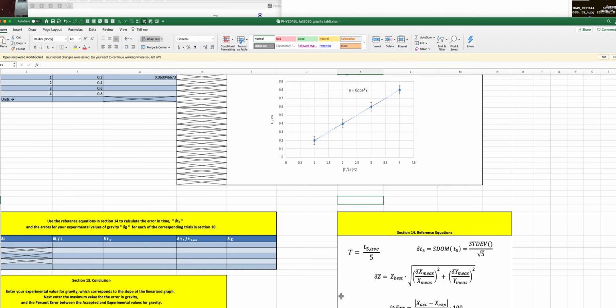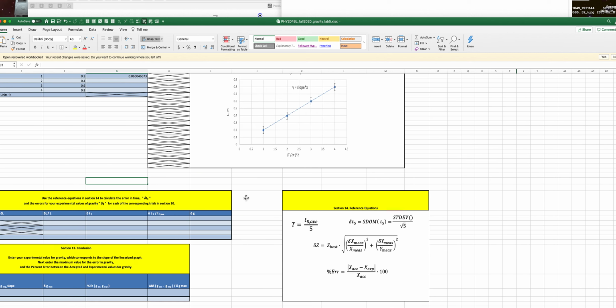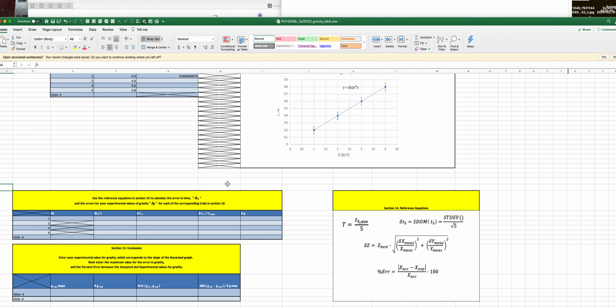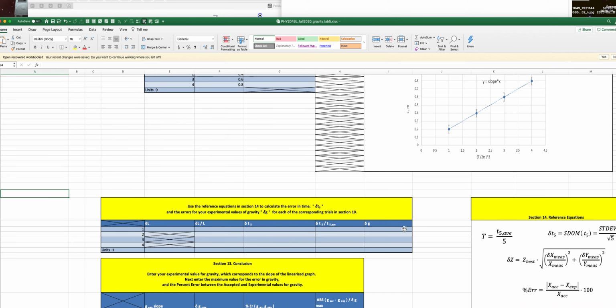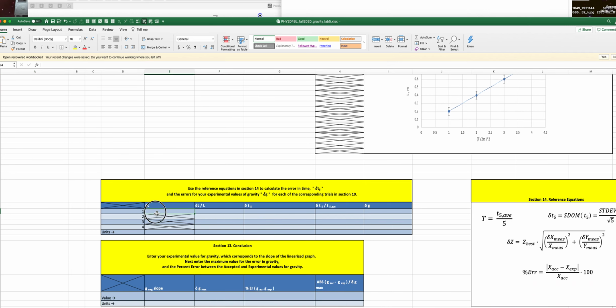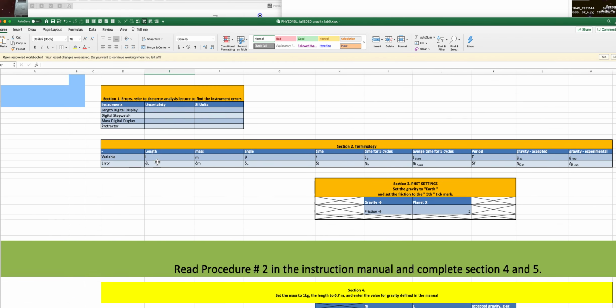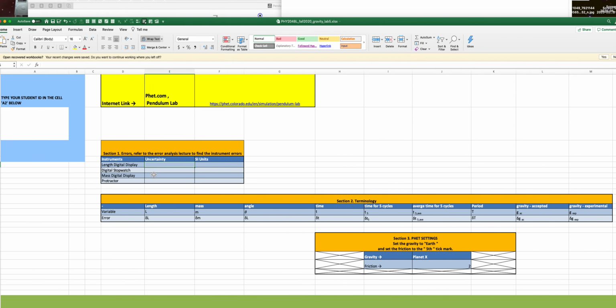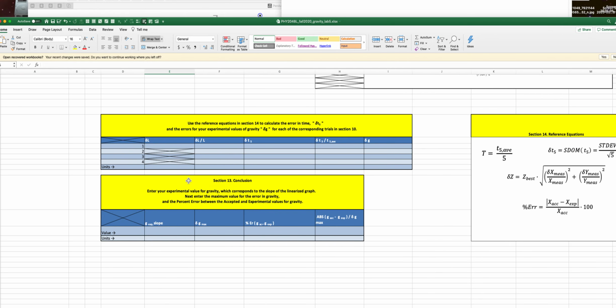So the last part is to see how accurate you were in your measurement for gravity. And that's going to be in this section here. So here, the error in the length, that number is already defined up here. That's going to be whatever number you define here to be the error in the length. And I broke up the formula. So this is the same error formula from the last experiment.